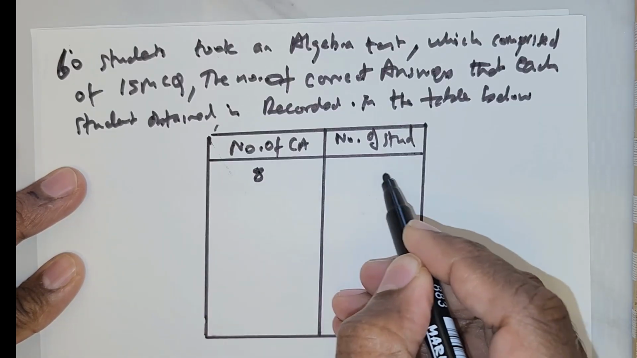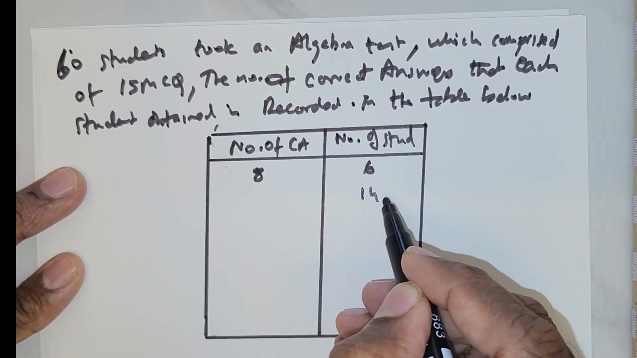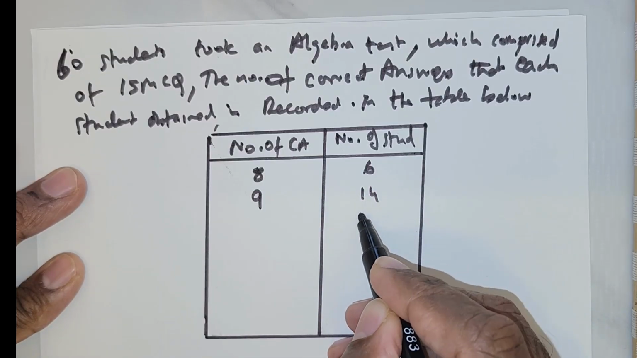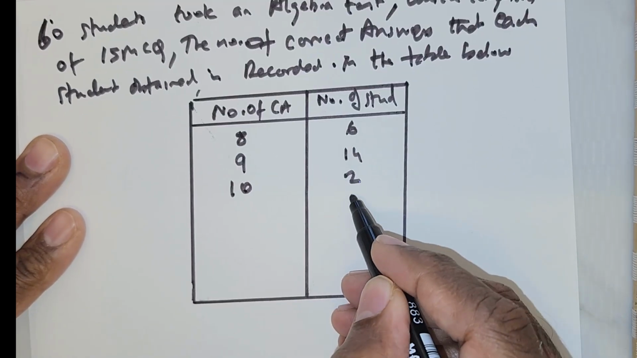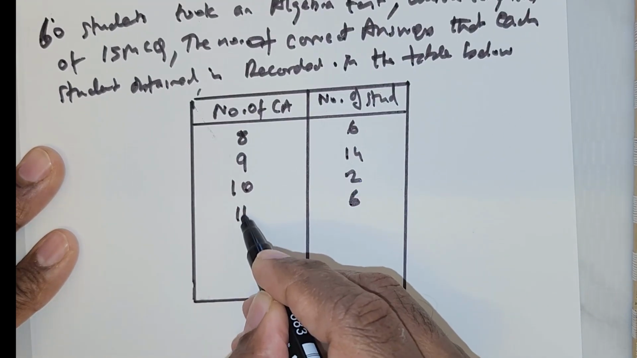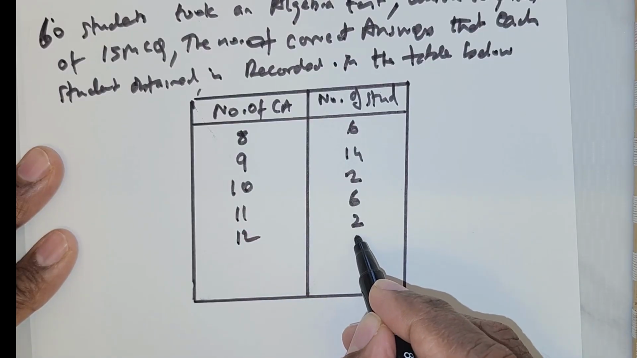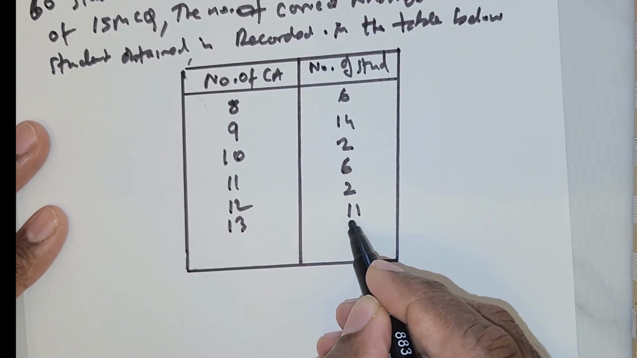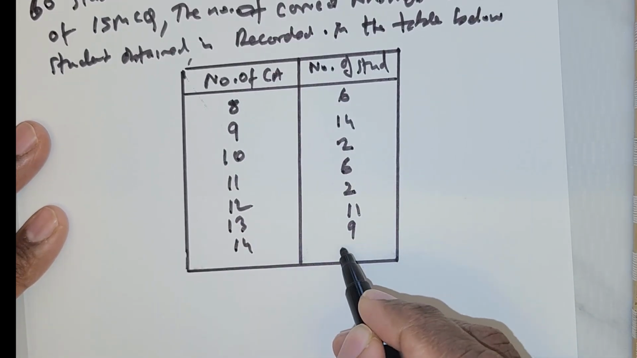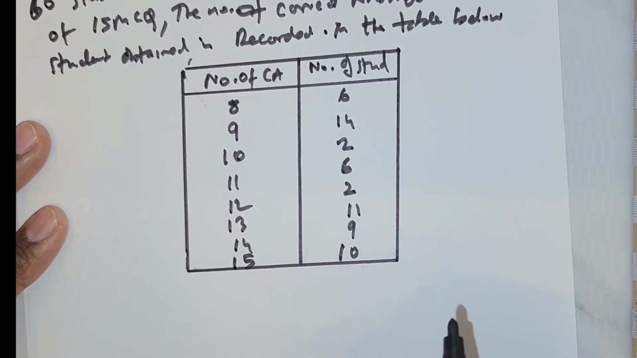So 8 correct answers, 6 students have got 8 correct answers. 14 students got 9 correct answers. 2 students got 10 correct answers. 6 students got 11 correct answers. 2 students got 12 correct answers. 11 students got 13 correct answers. 9 students got 14 correct answers. 10 students got 15 correct answers.